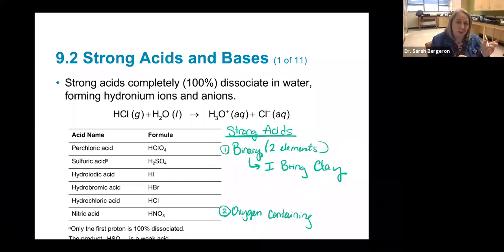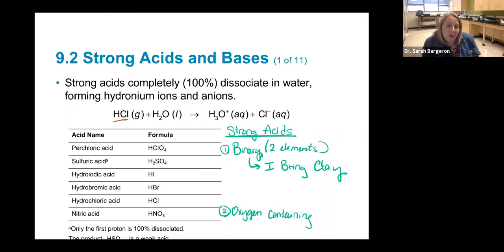So they form hydronium ions and they form anions if we're talking about acids. So here's an example of an acid, HCl, hydrochloric acid. And so in combination with water, it is going to form our hydronium ion and then the chloride ion. And so there are certain sets of strong acids and bases, and I will provide this table to you on an exam, but there's a few shortcuts that you can take in order to not have to go and reference a table all the time.